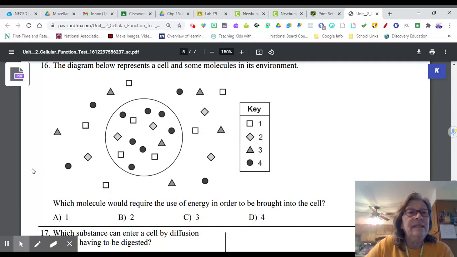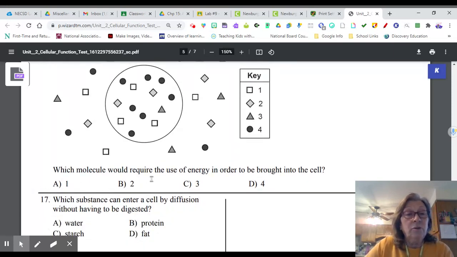Question number 16. The diagram below represents a cell and some molecules in its environment. You see we have all different shapes for the molecules, and we have a key. It tells us what represents molecule 1, molecule 2, molecule 3, or molecule 4. The question, which molecule would require the use of energy in order to be brought into the cell? A, 1, B, 2, C, 3, or D, 4.